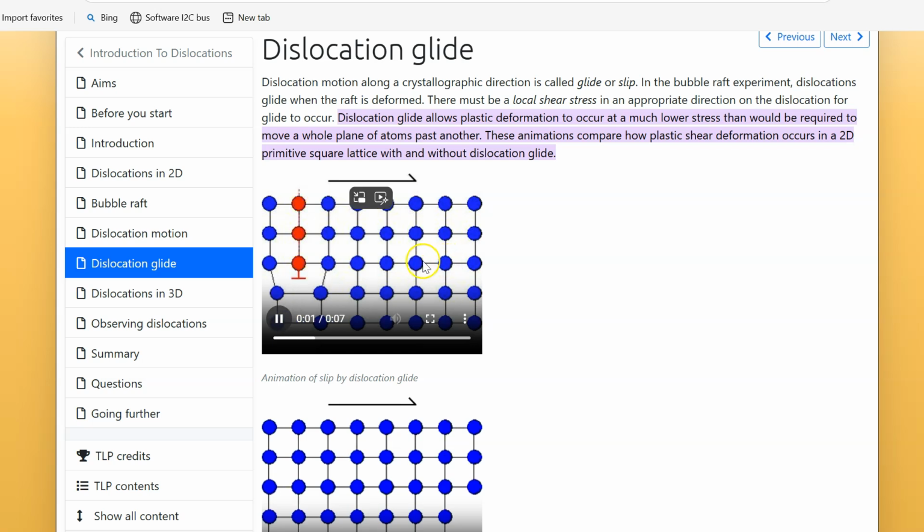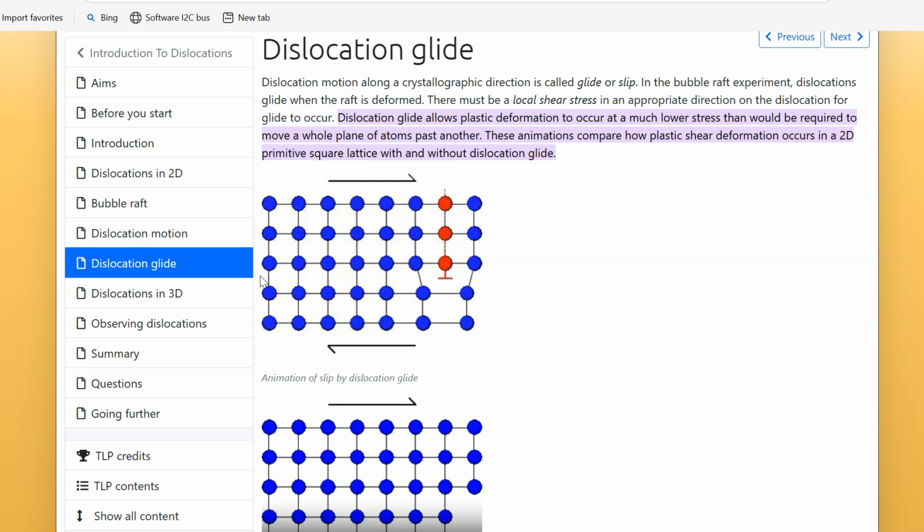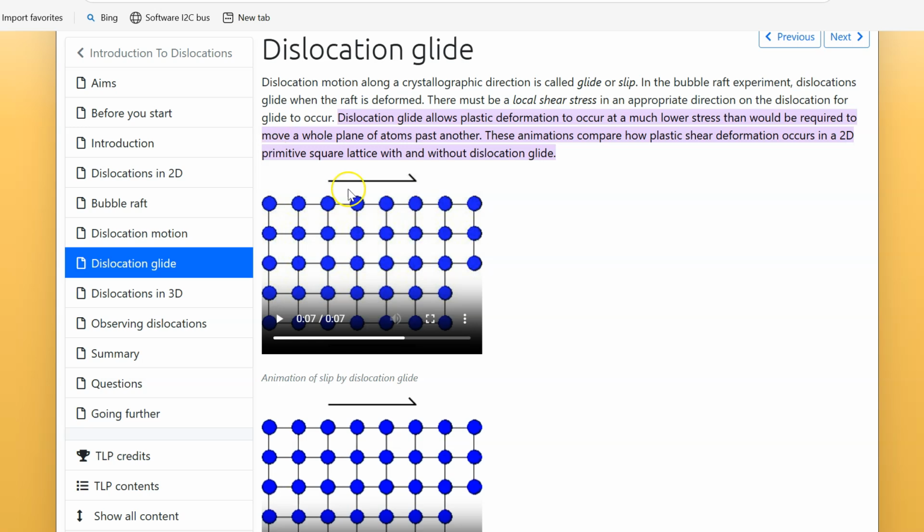We see that the atoms move parallel to the Burgers vector, and the dislocation line moves perpendicular to the line. The dislocation line in this case is coming out of the page. This arrow here is the direction of the shear stress being applied.